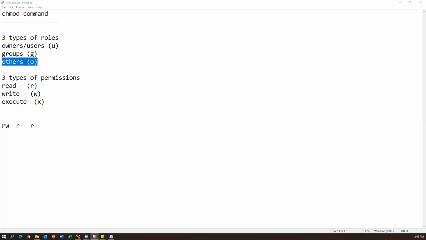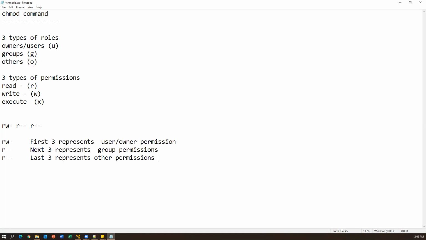Here, the first three, that means rw-, represent the user or owner permissions. The next three, r--, represent group permissions. And the last three represent other permissions.